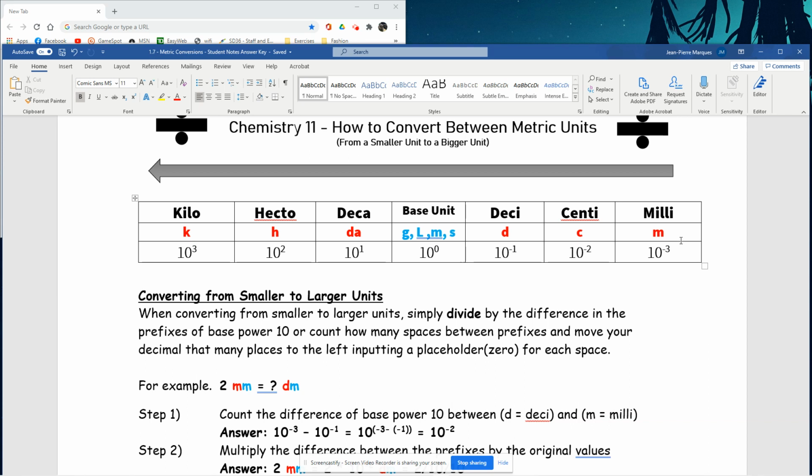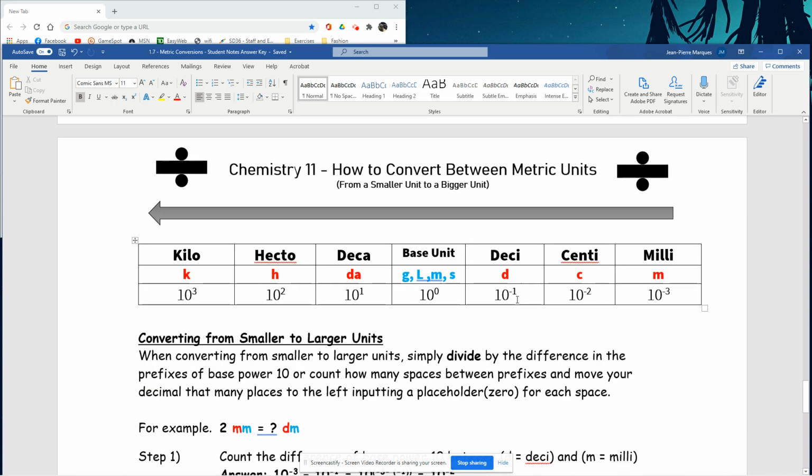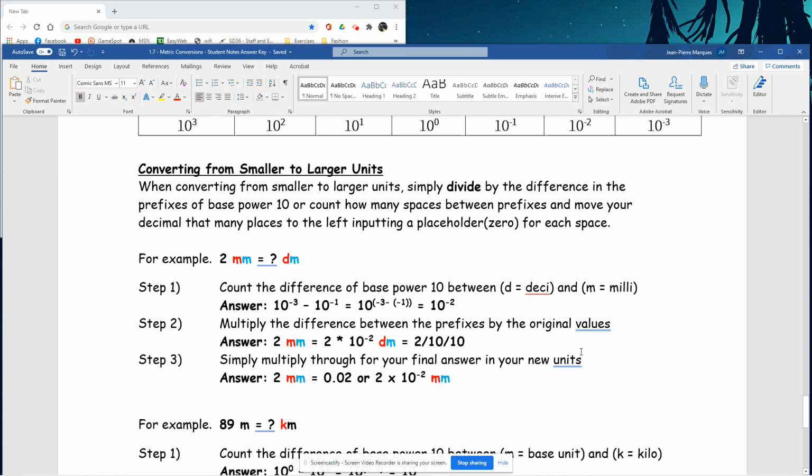So when you divide something by 100, you're going to move it 2 decimal places to the left. So unlike above, where you're multiplying, when you're dividing, you don't move your decimal to the right, you move it to the left. So I'm going to move my decimal place 2 places to the left. And therefore, if I started here, I move it 2 decimal places to the left, I get 0.02 millimeters.